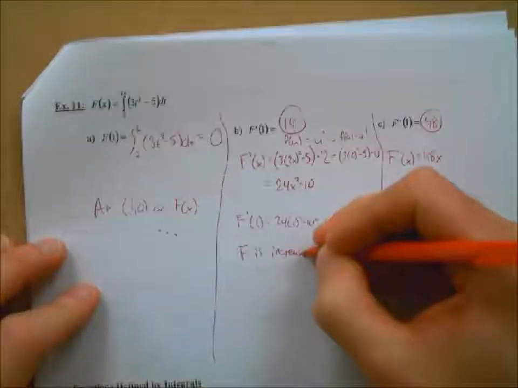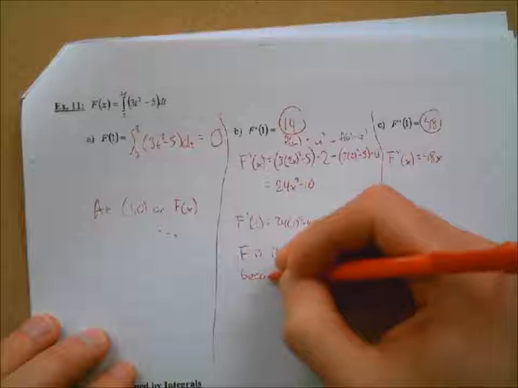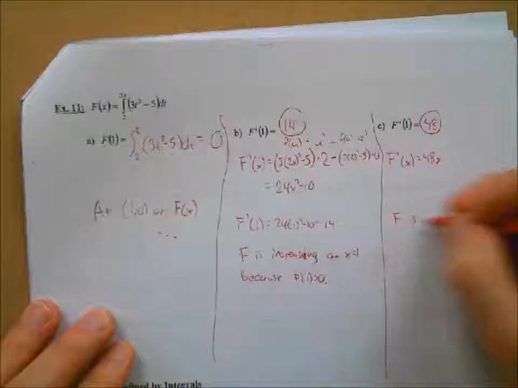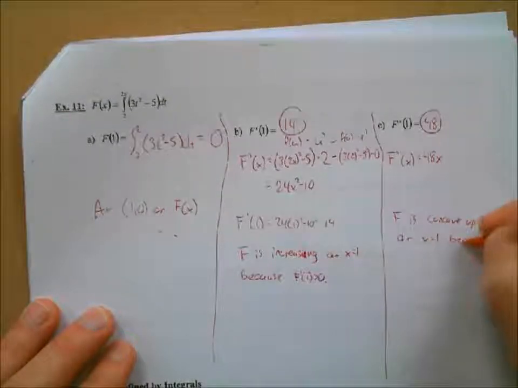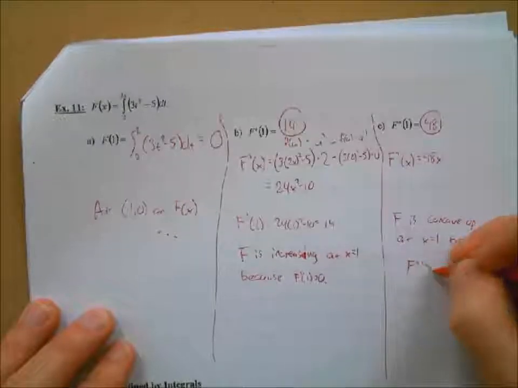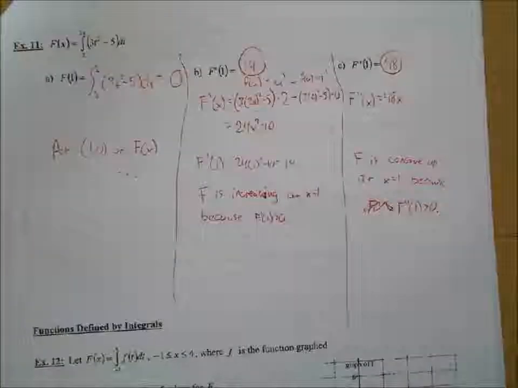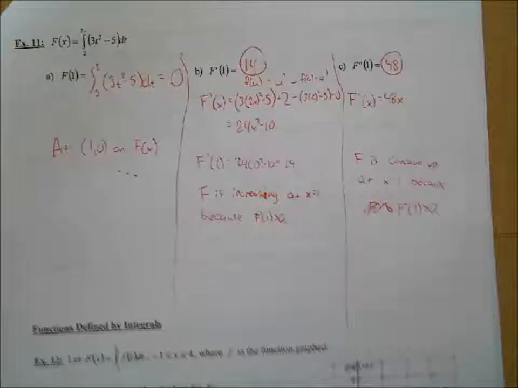Whoops. f is increasing at x equals 1 because f prime of 1 is greater than 0. f is concave up at x equals 1 because f prime prime of 1 is greater than 0. Okay, so all these things still apply. We can still use these analyses to answer some questions. Okay, so speaking about functions being defined by integrals, that's our next topic.